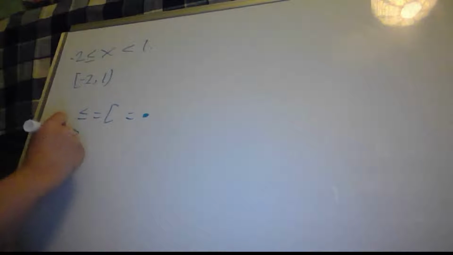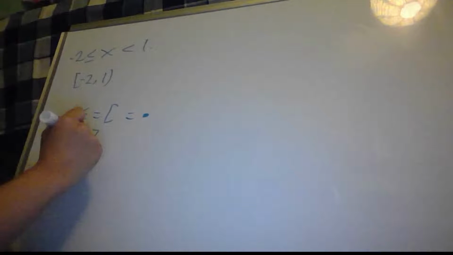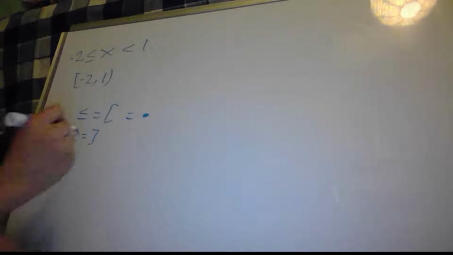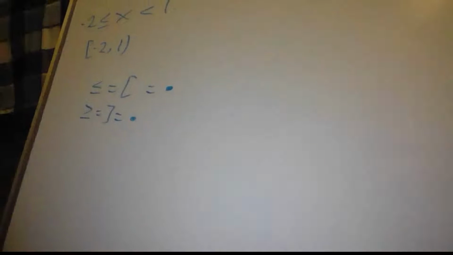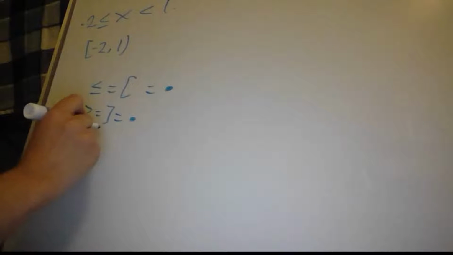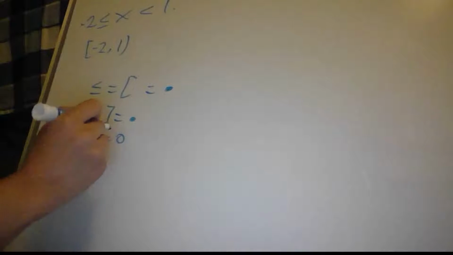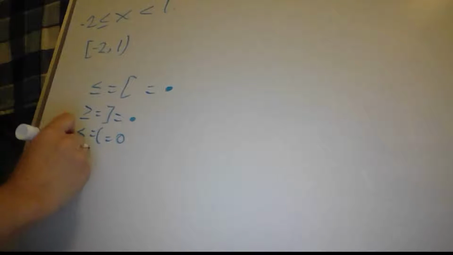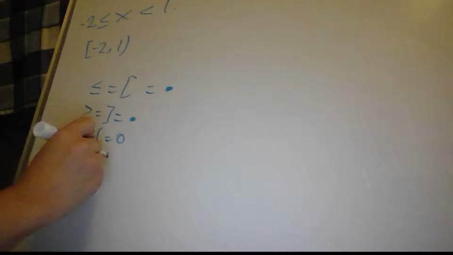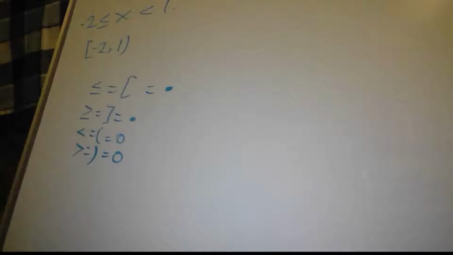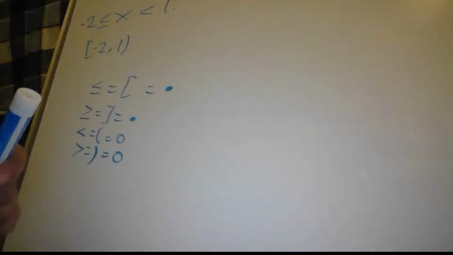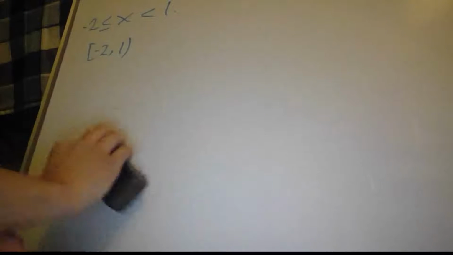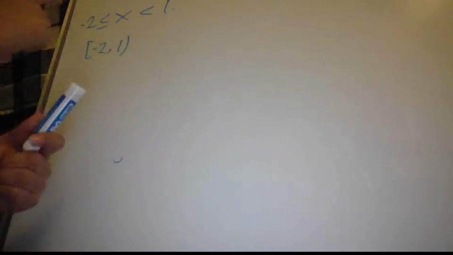When it's greater than or equal to, that's a bracket going the other way, and that's equal to a closed dot, right? When it's less than, that's parentheses, and that's equal to an open dot. When it's greater than, that's parentheses on the other side, and that's an open dot, right? So you want to really remember those parts. So this one would be bracket and then parentheses.